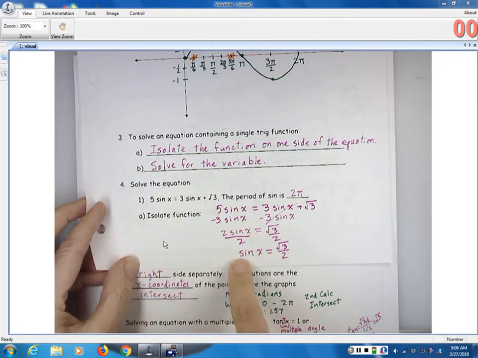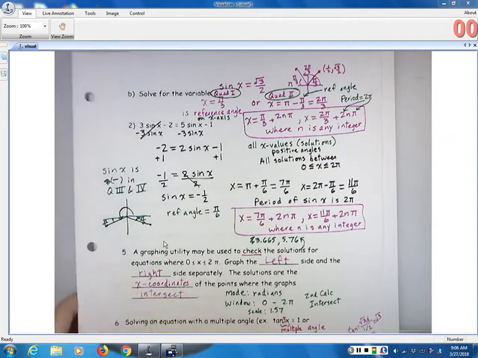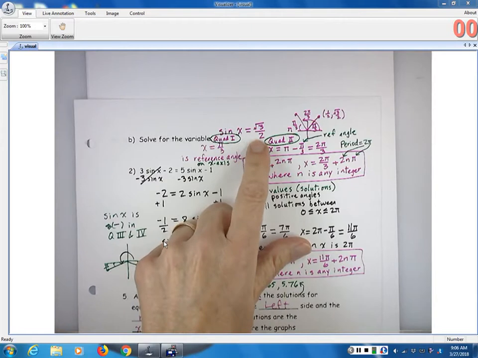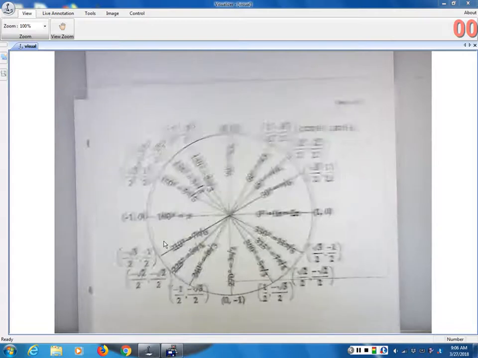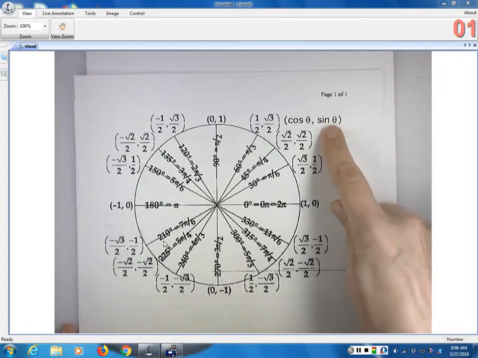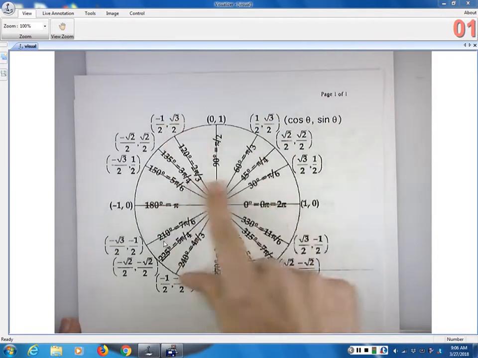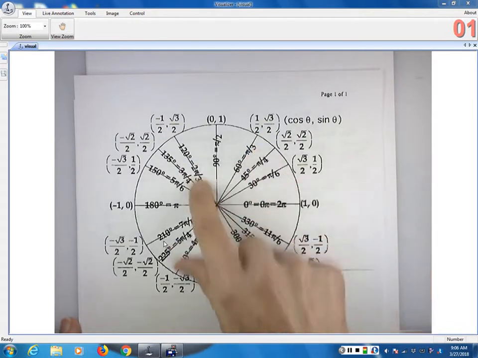And then once you get sine x equals a constant, you're going to use your unit circle and look where sine x equals the square root of 3 over 2, okay? So sine, this is what you get for the test. It even tells you that the y-coordinate is sine. So square root of 3 over 2 is positive here and here. And I'm usually wanting these answers in radians, so that's pi over 3 and 2 pi over 3.